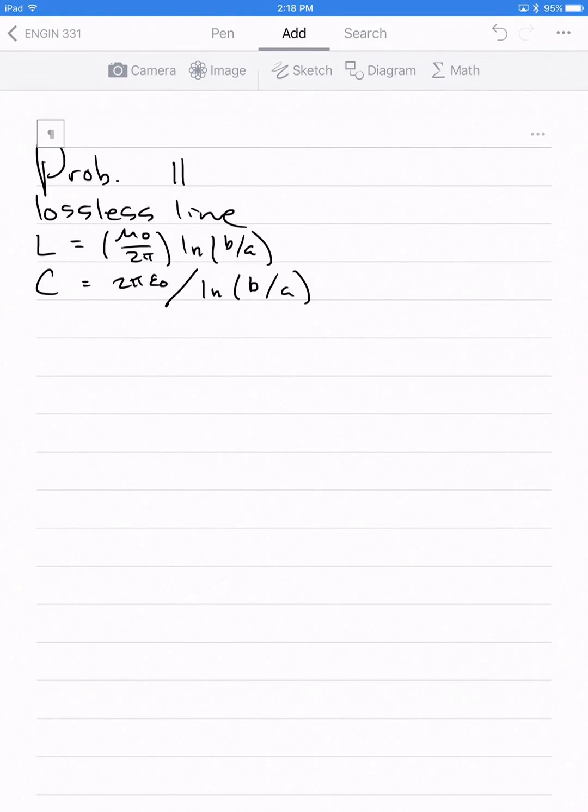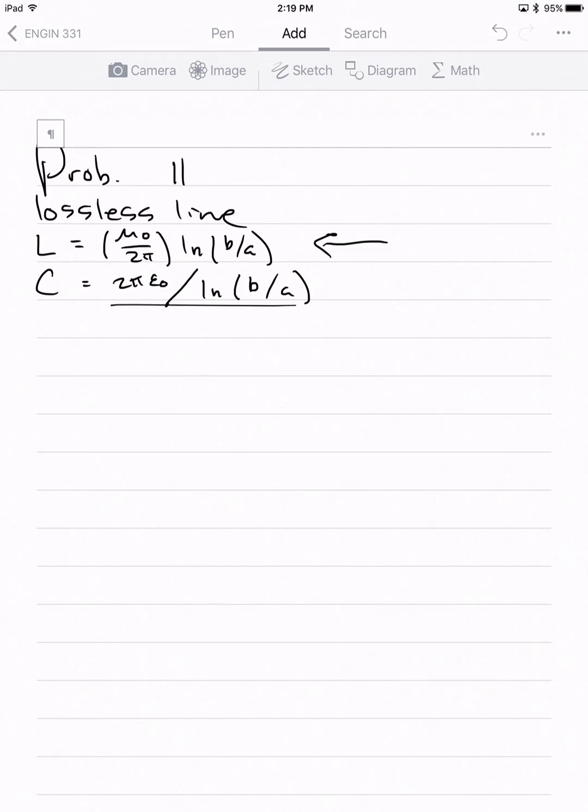In this problem, we're moving on to problem 11 in the practice test. We are given a lossless transmission line with per unit length capacitance 2 pi epsilon naught over ln of b over a, and per unit length inductance on this line equal to mu naught over 2 pi times ln of b over a.